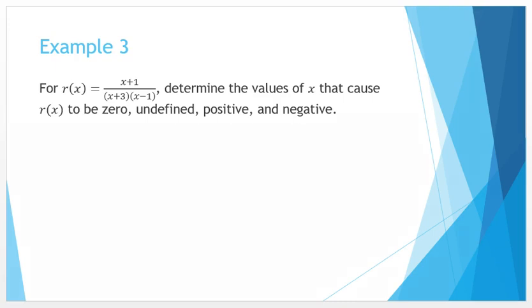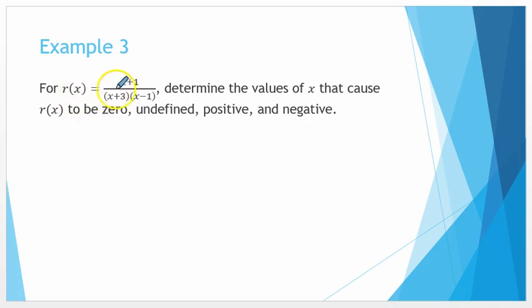So here's our first example with this. You can see that now we have a fraction in here, and they want to know where's the graph 0, undefined, positive, and negative. Well, we've already done the 0, positive, and negative. The only new part here really is where's this function undefined. But let's go through them one at a time. So where's the graph 0?